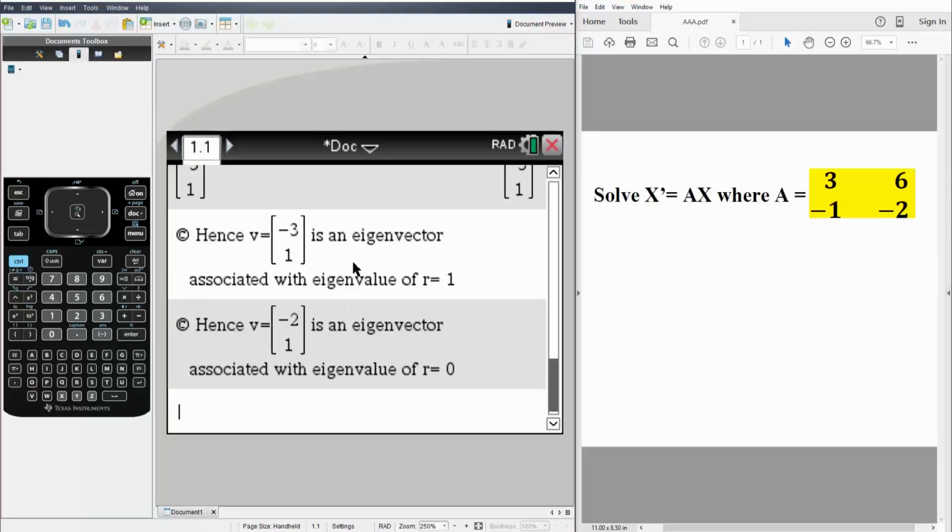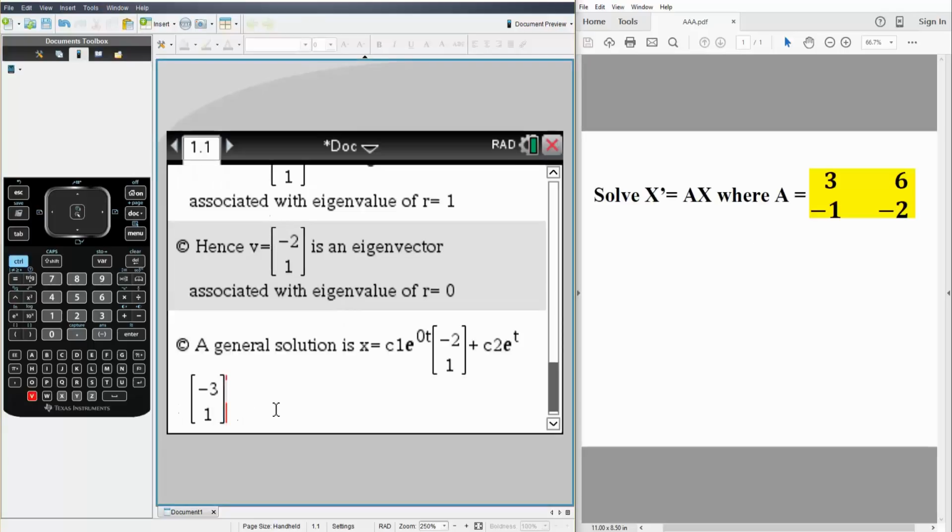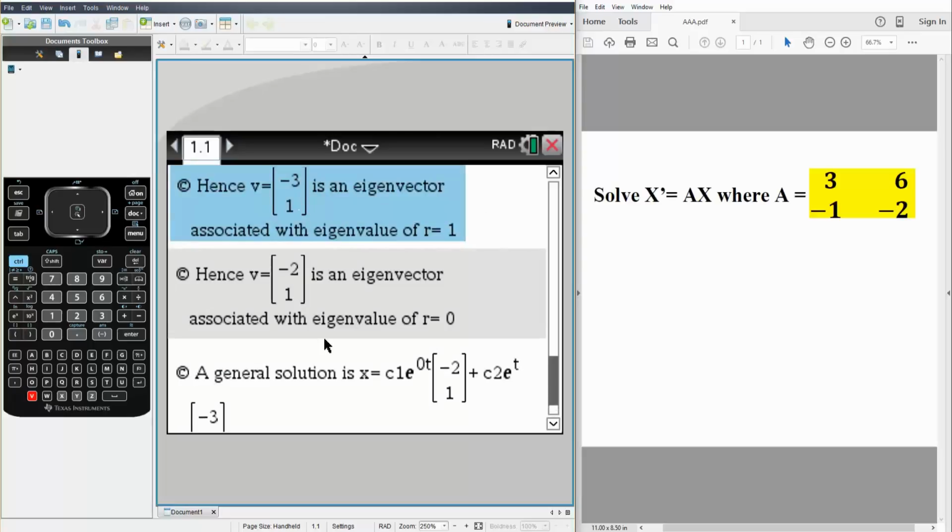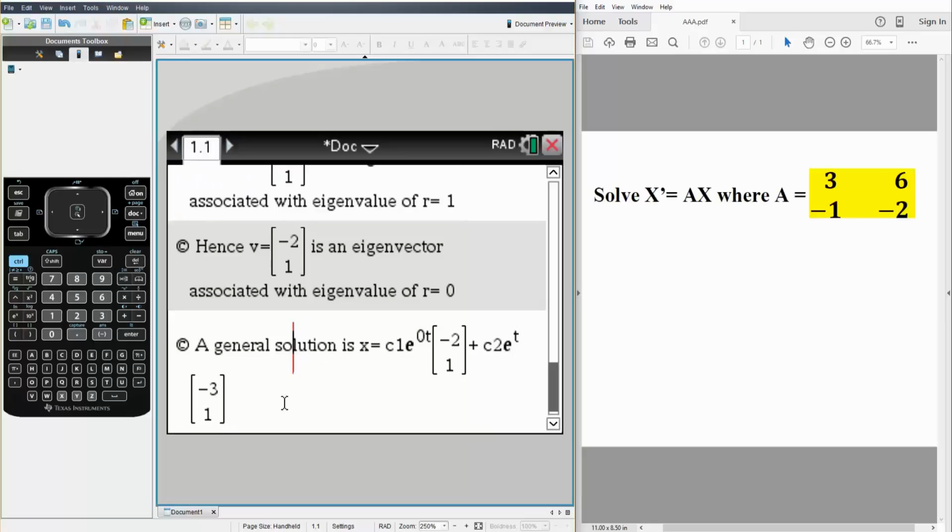And now based off of these two eigenvectors, we can make a general solution for x, and that will be this. And so we will say C1 e raised to 0t. We get 0 because this eigenvalue is 0, and the eigenvector associated is -2, 1, plus C2 e raised to t because 1 times t is t, and the eigenvector associated was -3, 1. We can simplify it a little bit.